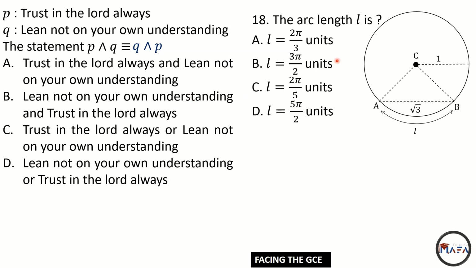Question 18, the arc length L is, now the arc length is a distance from A to B on this arc. Now how do we get it? The arc length is simply the radius of the circle times the angle subtended at the center, which is theta. Since the radius is 1, that's the distance from the center to any point on the circumference is indicated as 1, then our arc length will just be equal to the angle subtended at the center, and this angle is always supposed to be in radians. So we need to get that angle.